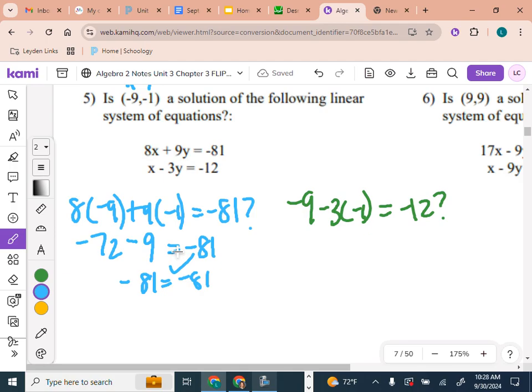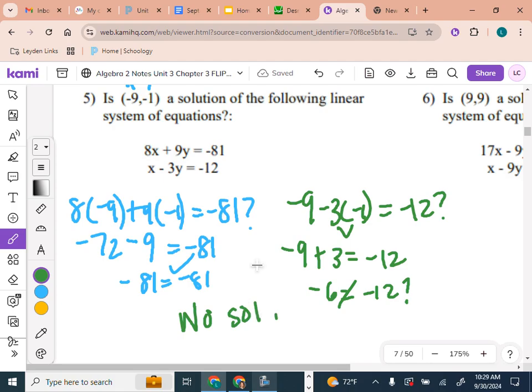Okay. What about the next one? Same thing here. I have X, so that's negative 9 minus 3 times negative 1. I'm seeing, is that negative 12? What is negative 3 times negative 1? Positive 3, not negative 3, right? What's negative 9 plus 3? Does that equal negative 12? No. So guess what? No solution. They both have to be true.